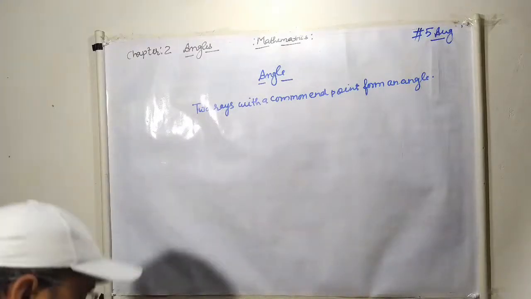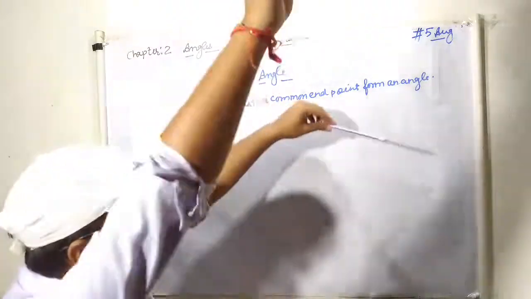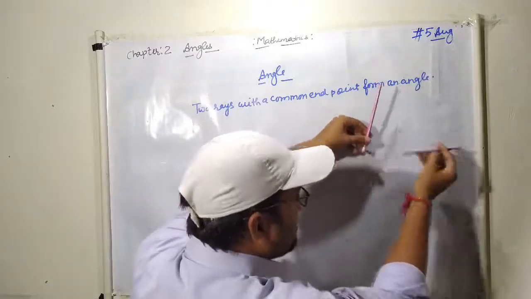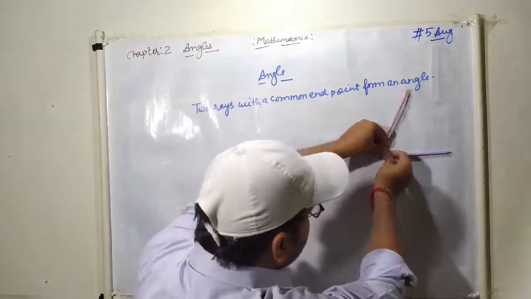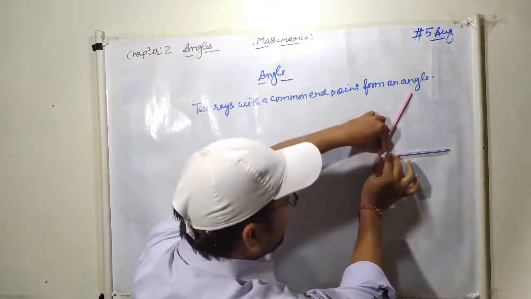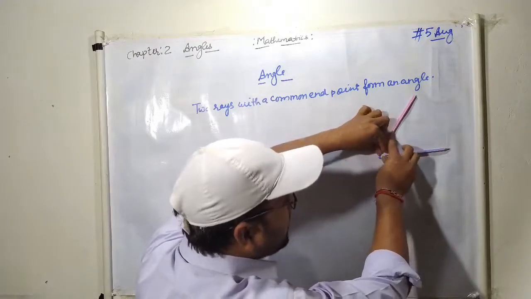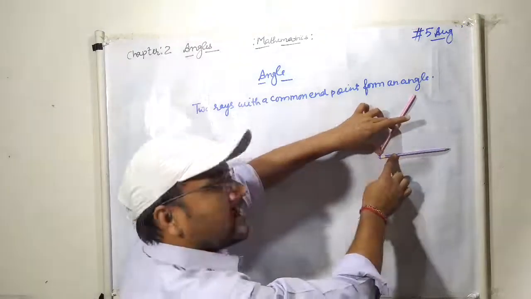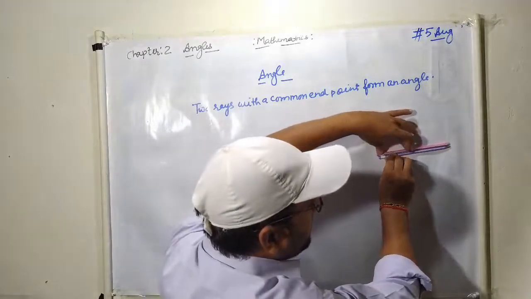I will show you. Here, for example, I have taken two rays. This is a starting point, this initial point, and if two rays start with a common end point, they form a slope. That slope is known as an angle. This is your example.